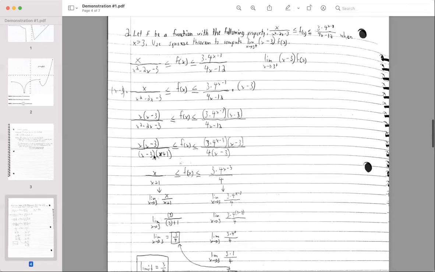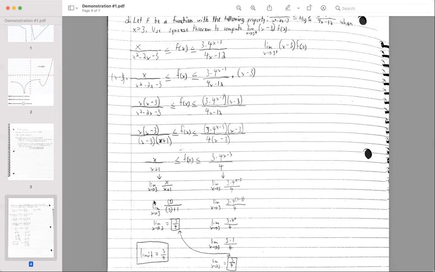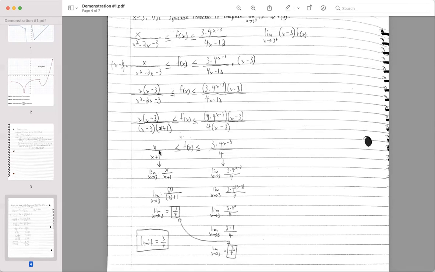And so now that you've rewritten these equations, you are now able to calculate the limit as x approaches 3. And so as you see right here, with this function, you're going to plug in 3, and that will give you 3 over 3 plus 1, which is 3/4. And that is because it's less than or equal to, that is from the left side.